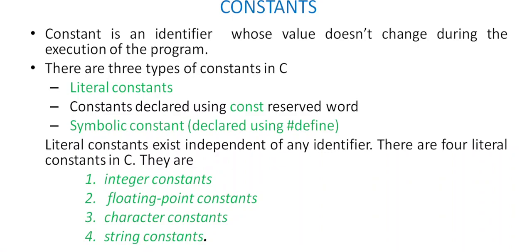There are three types of constants: literal constants, constants declared using the const reserved word, and symbolic constants, which are defined using hash define. A literal constant is nothing but the number. Just write the number or character, whatever it be, and it becomes a literal constant: integer constant, floating point constant, character constant, string constant.